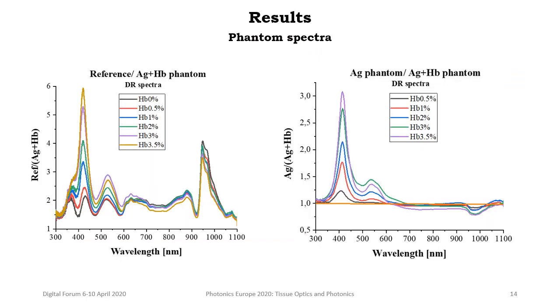This slide shows the spectra of the phantoms with different hemoglobin concentrations. In the left graph, the spectra are normalized to white reference, in the right graph to pure agar phantom spectra. As you can see, agar phantom without hemoglobin also has many absorption peaks, we suppose mostly due to water presence in the phantom. Spectra normalized to the spectrum of the pure agar phantom show the hemoglobin absorption peaks near 400 nanometers and between 500 and 600 nanometers.